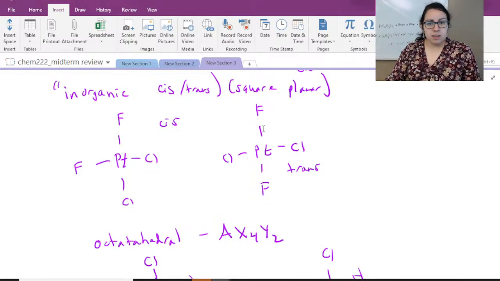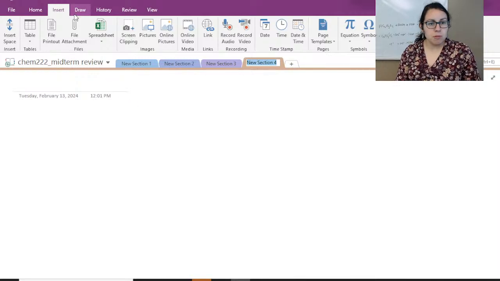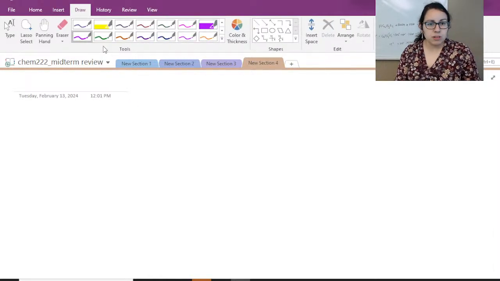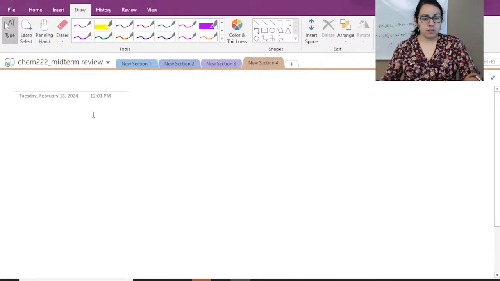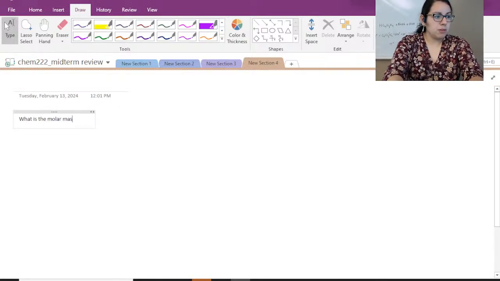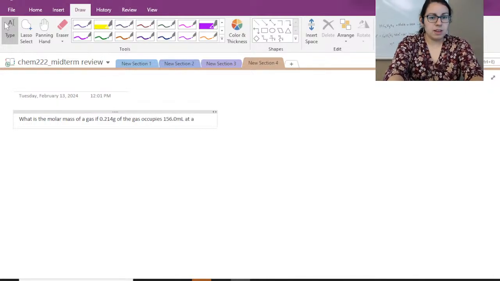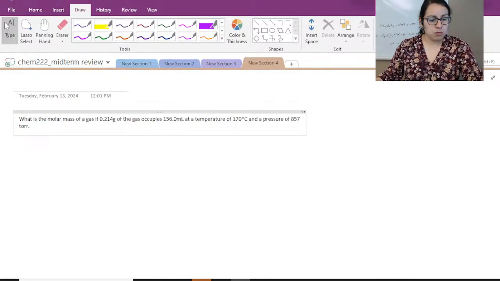All right, we'll switch gears now and do a more mathy gas law question. Maybe I can type this out. What is the molar mass of a gas if 2.14 grams of the gas occupies 156.0 milliliters at a temperature of 170 degrees Celsius and a pressure of 857 torr?